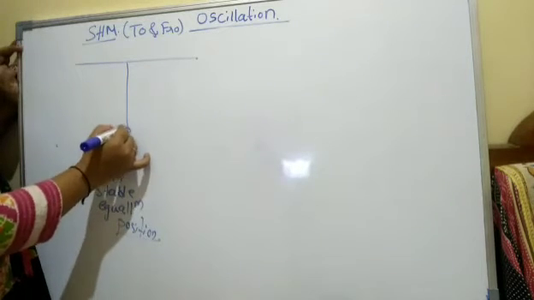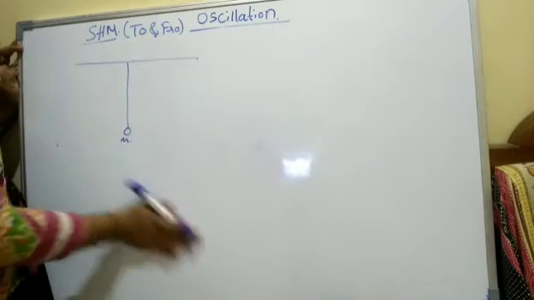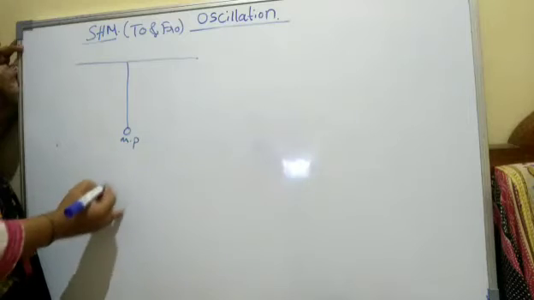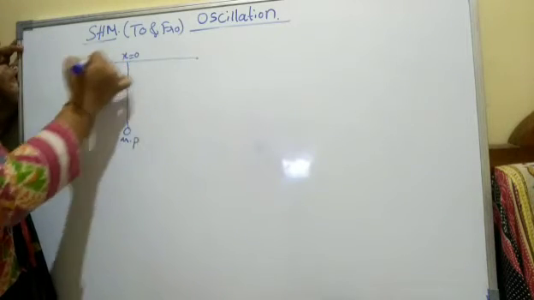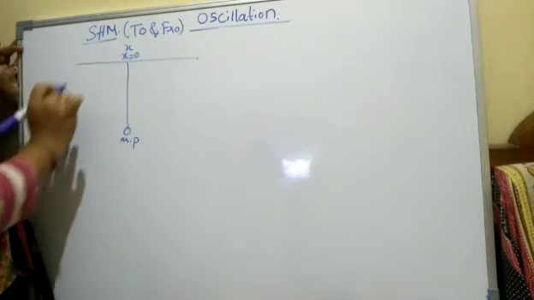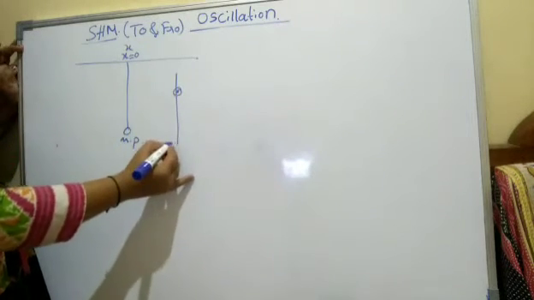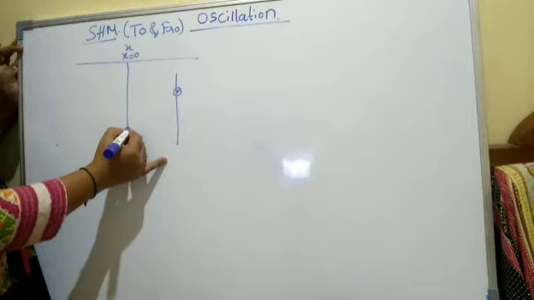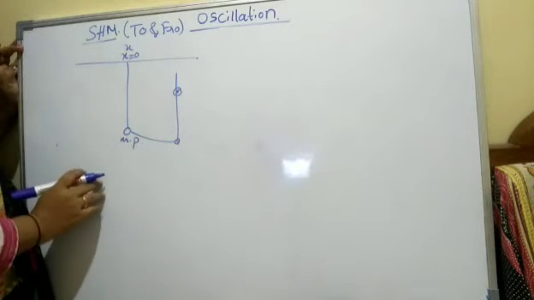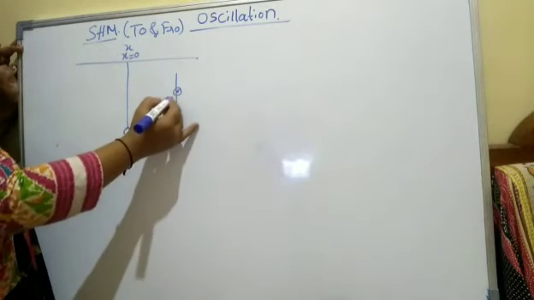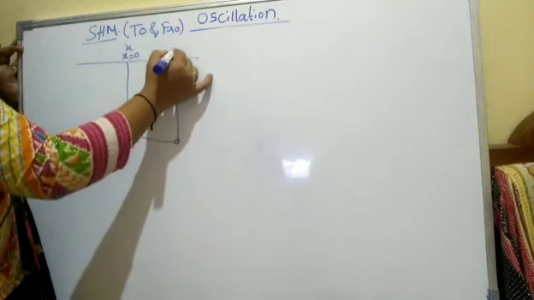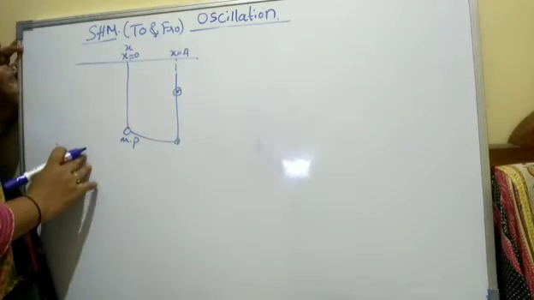Right, this is the mean position, where x is equal to 0, or we can say x. The particle is there at its extreme position. So this is the extreme position, and this extreme position I will call x is equal to a.